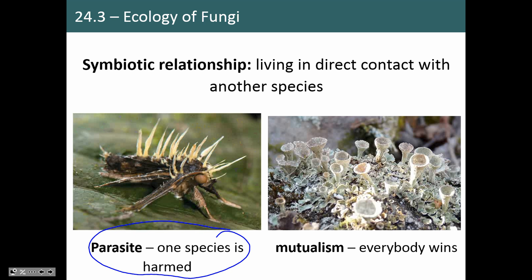So when we want to talk about a symbiotic relationship in which all of the members of the relationship are benefiting, the specific term for that is mutualism. So in our mycorrhizal situation, the plant and the fungus have a mutualistic relationship in which both members are benefiting from that interaction. Another example of a mutualistic relationship are lichens, and this picture here is of some lichen.